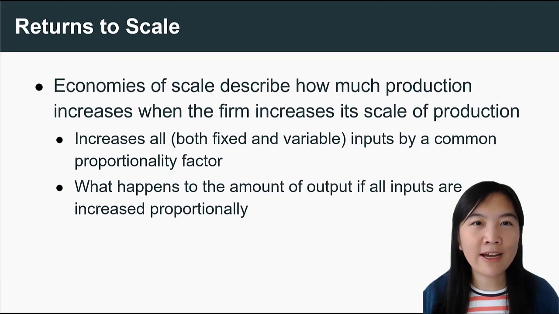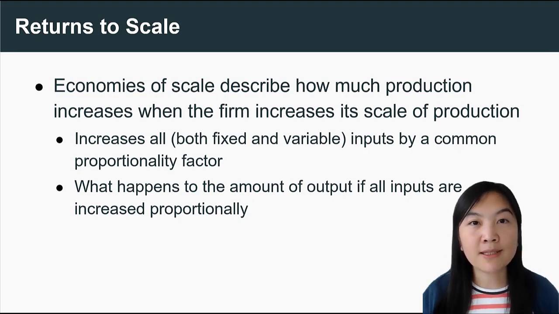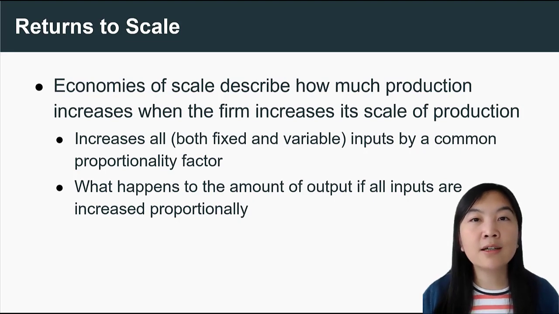We actually already saw this term, returns to scale, when we studied the one variable input, but I didn't mention this concept at that time. We already learned the diminishing marginal return when we studied MPP. Let me first define what economies of scale is, and then I will show you how you can tell from a graph, for both one variable input and two variable inputs, whether you're having increasing, decreasing, or constant returns to scale.